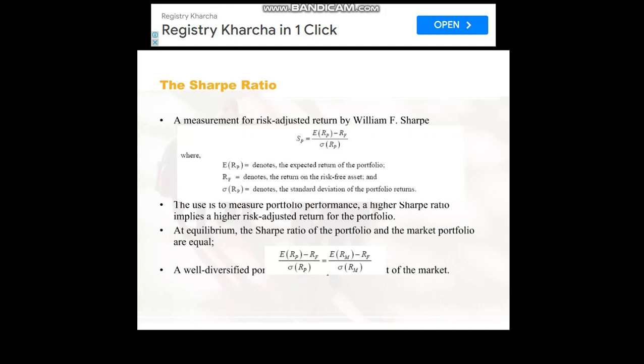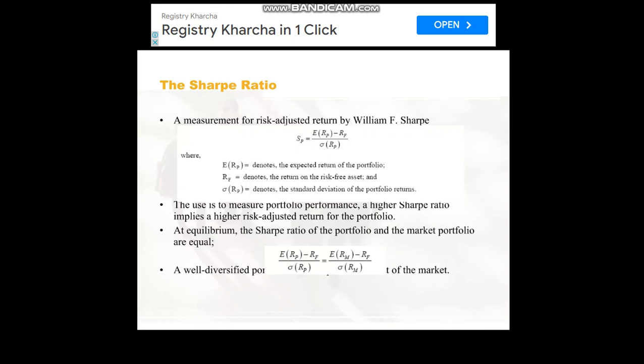The Sharpe ratio, a measurement for risk-adjusted return by William F. Sharpe: S_p equals E(R_p) minus R_f over sigma(R_p), where E(R_p) denotes the expected return of the portfolio, R_f denotes the return on the risk-free asset, and sigma(R_p) denotes the standard deviation of the portfolio returns.